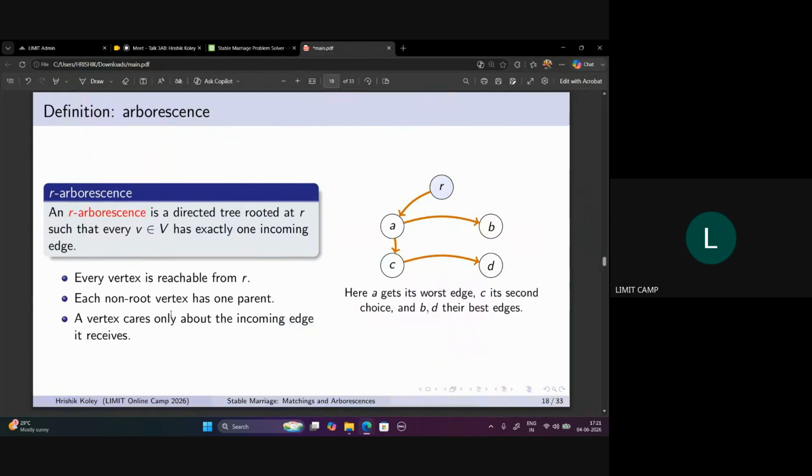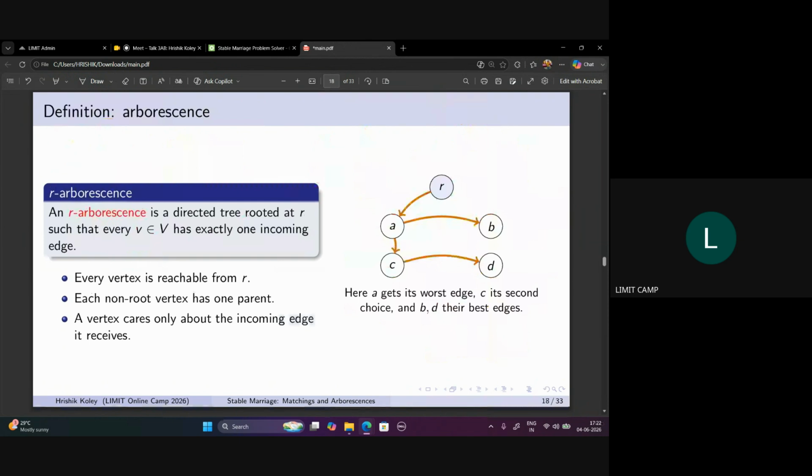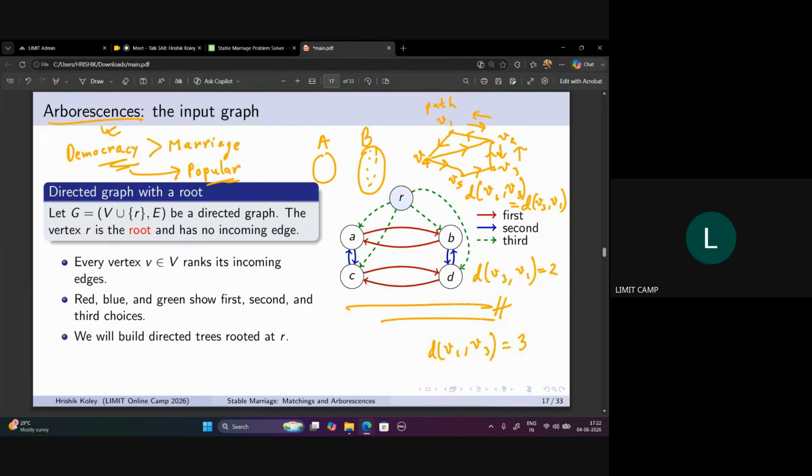So, the basic definition of arborescence, I hope it's clear by now. In this preference order, the preference of each vertex is on the incoming edges. For A, let's say this is the third preferred one, this is the most preferred one, this is the second most preferred one. It's not the outgoing edges that it has a preference on, it has a preference on the incoming edges.